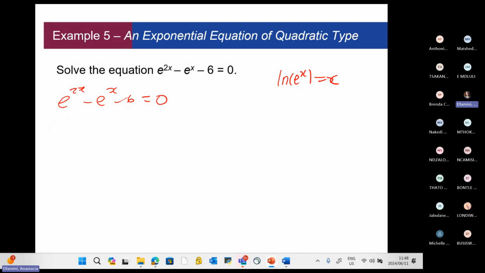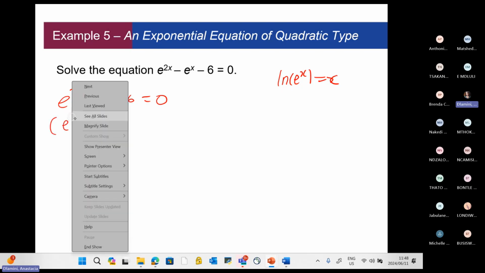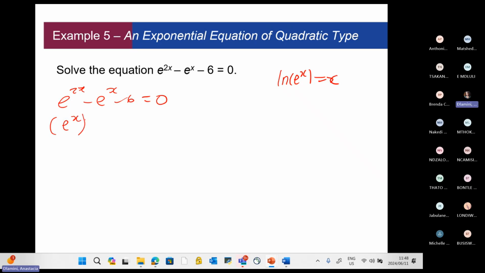e to the power of x squared minus e to the power of x minus 6. Then we let k equal e to the power of x. Then this is k squared minus k minus 6. I like using x normally, not k, but it's still fine.